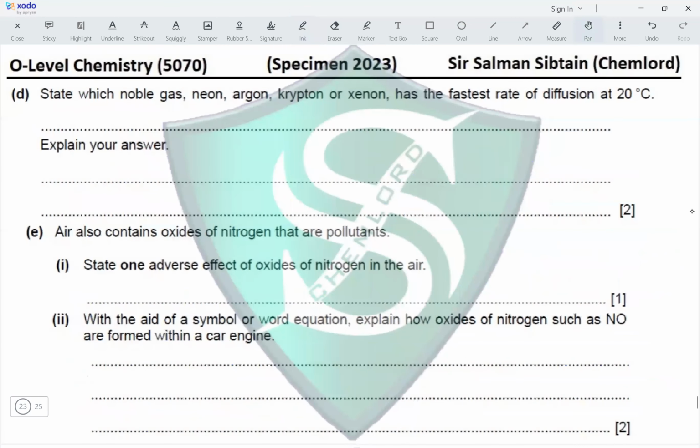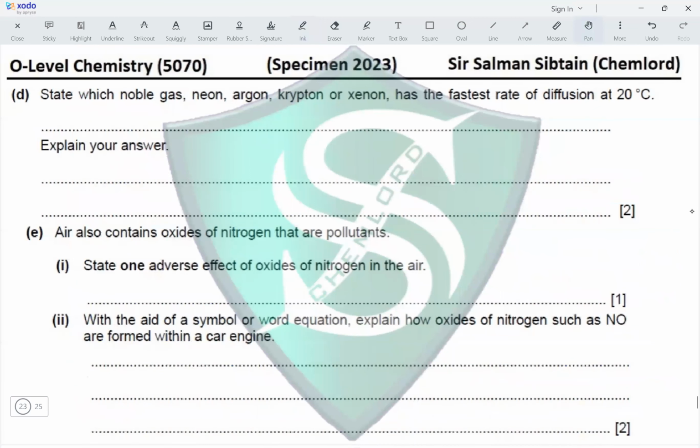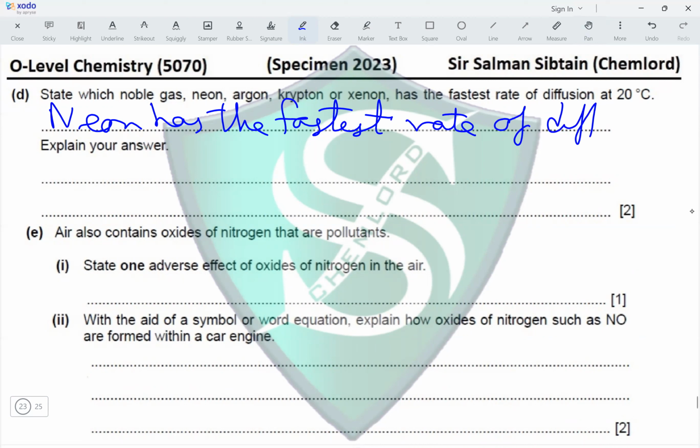Part D. State which noble gas, neon, argon, krypton, or xenon, has the fastest rate of diffusion at 20 degrees Celsius. So, looking at the periodic table, we find out that the one out of these gases with the lowest Ar value is neon. So, we will write, neon has the fastest rate of diffusion.